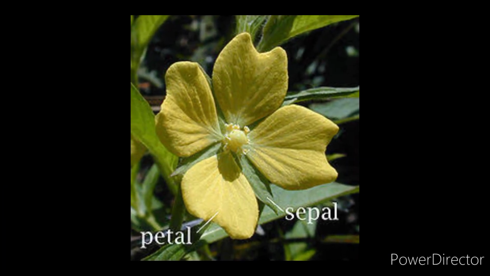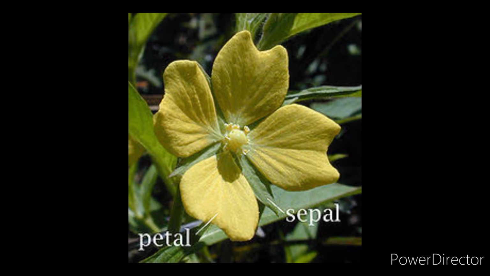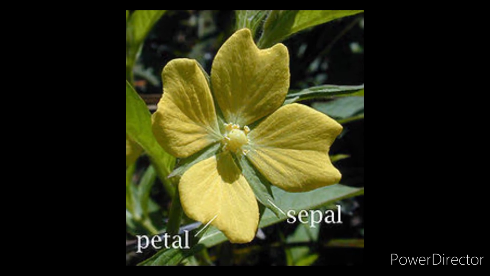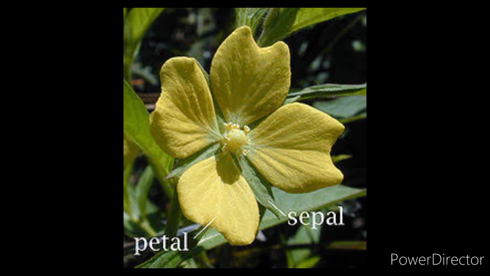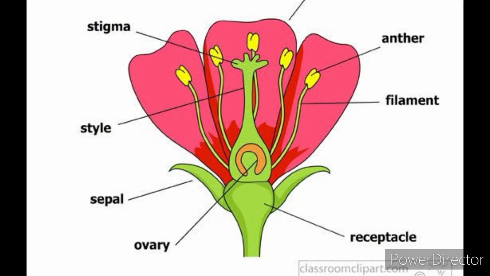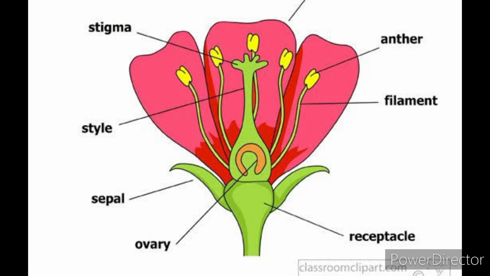Next part is petals. These form the second ring, generally brightly colored and scented. These attract insects that help in pollination.